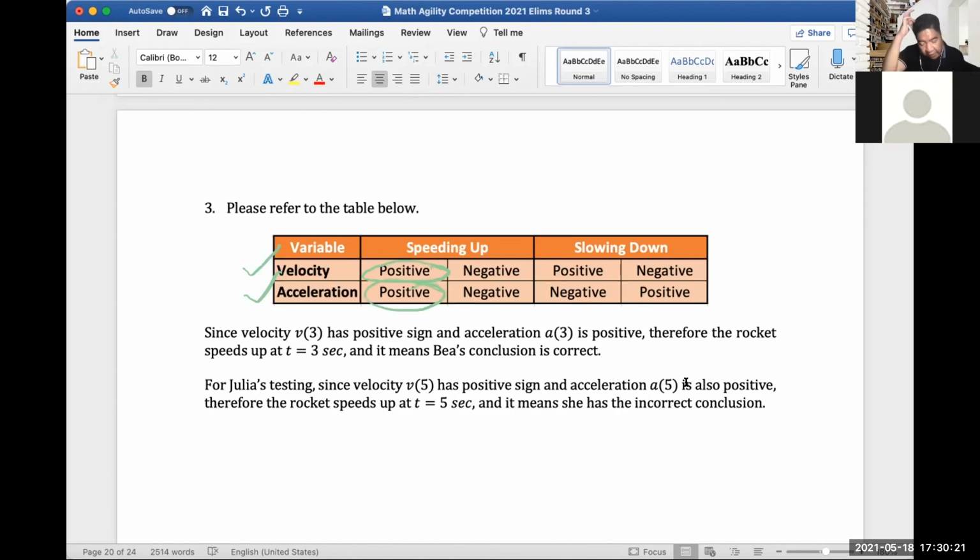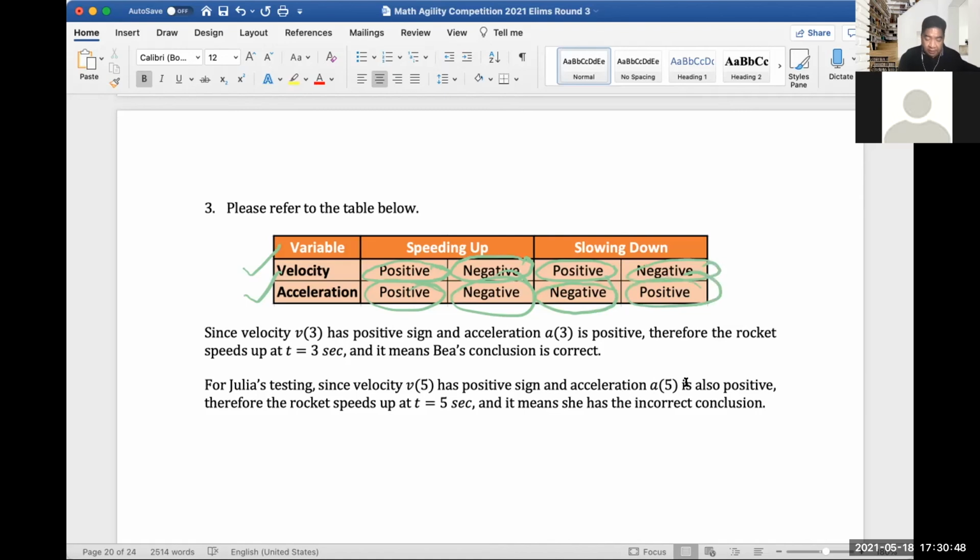Another way is to speed up: the velocity would be negative and acceleration would be negative. So that's one point here. And if it would slow down, one would be positive. So let's say velocity would be positive and acceleration would be negative. Or the other way around, negative velocity and positive acceleration.